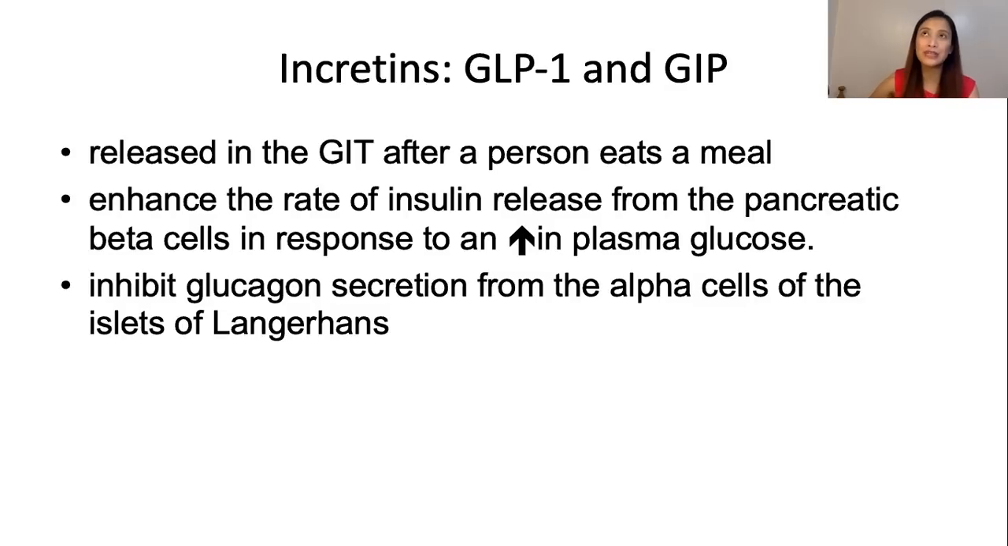So again, when you eat, what will happen? The GLP-1 and GIP producing cells in the gut will release GLP-1 and GIP, and this will act on your beta cell to increase insulin release from your islet cells. At the same time, it not only increases insulin release, but also inhibits glucagon secretion. So it stimulates insulin release and inhibits glucagon secretion. So they're opposite.